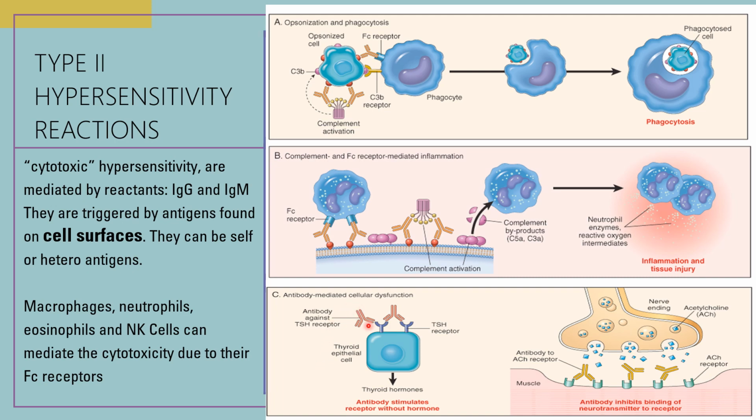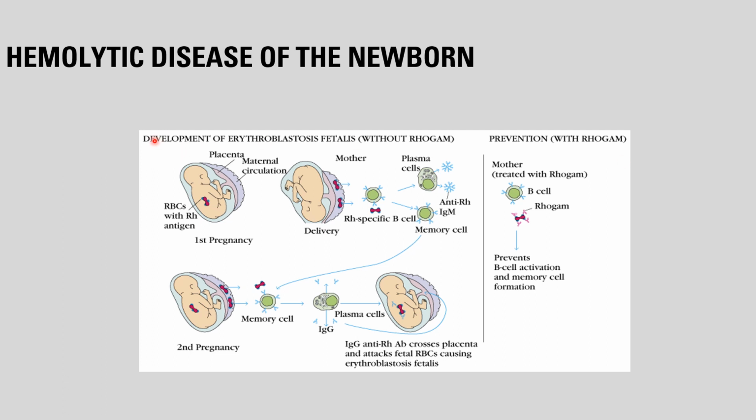the antibody will bind to a self antigen, and the antibody will stimulate the receptor even without the hormone. So that happens as a self-destructive hypersensitivity reaction. Remember that the antigen that is detected by the mediator of the hypersensitivity reaction can be a self or heterotype of antigen. So your hemolytic disease of the newborn is a typical example of type 2 hypersensitivity reaction.